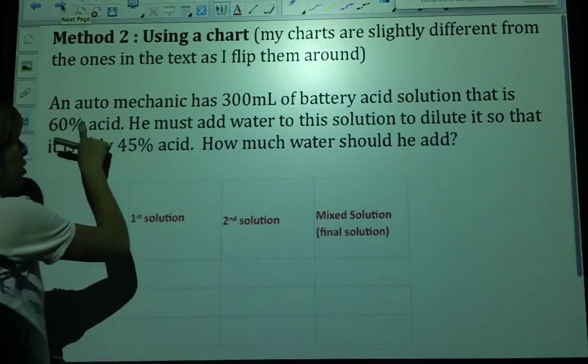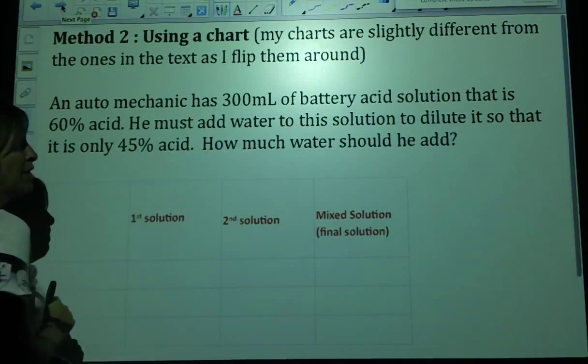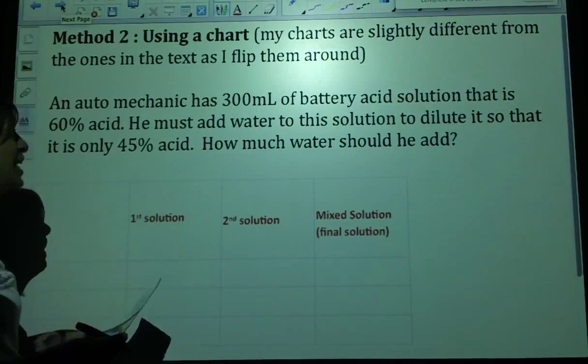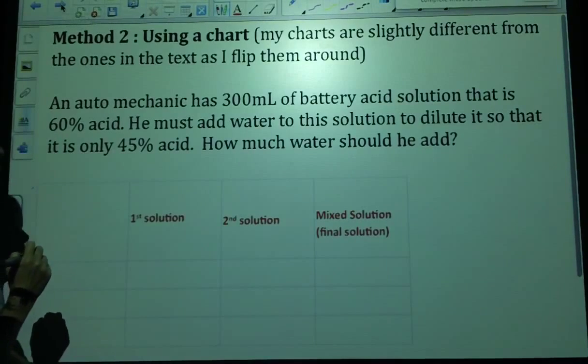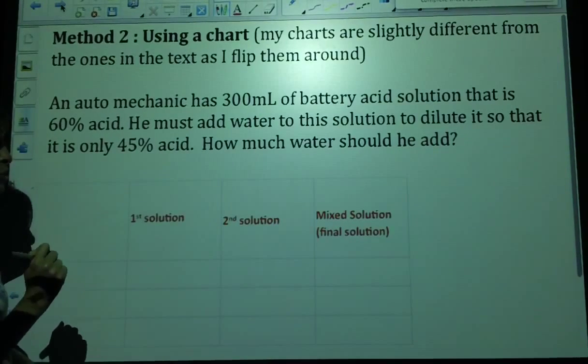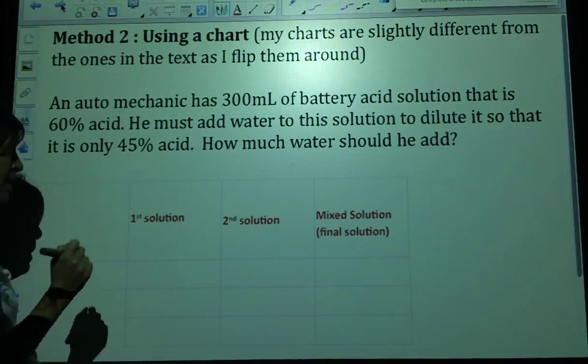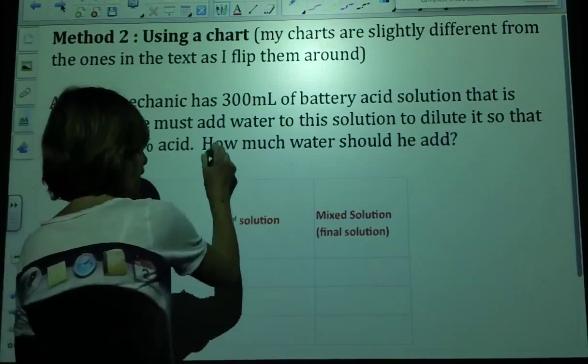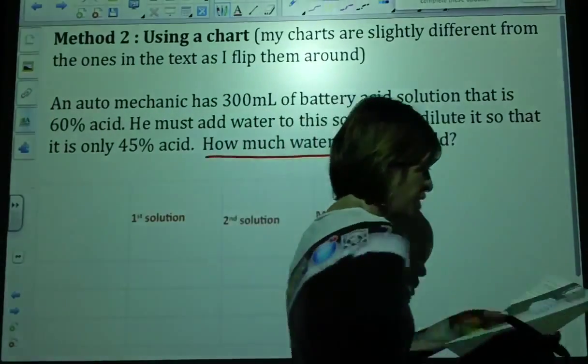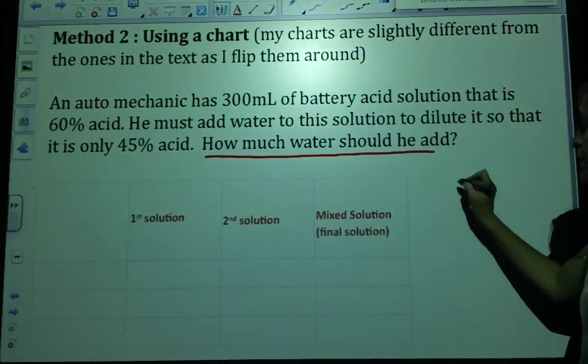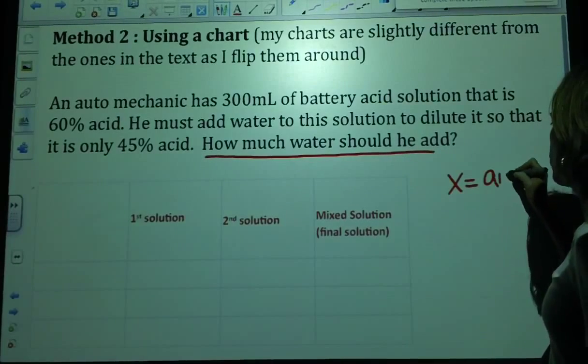So we have an auto mechanic who has 300 mLs of battery acid solution that is 60% acid. He must add water to this solution to dilute it so that it is only 45% acid. How much water should he add? So I'm going to let X equal the amount of water.